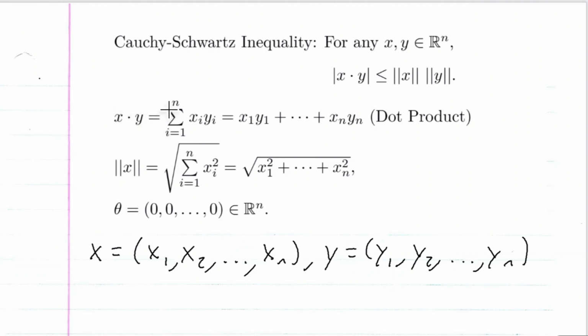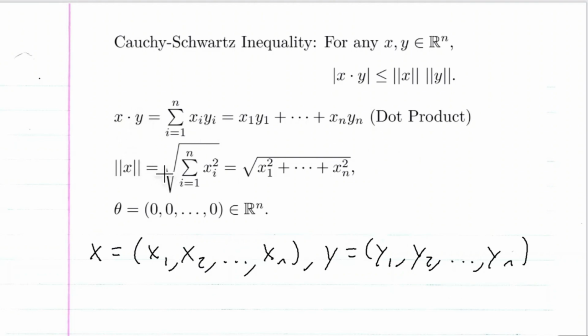We know that's equal to the sum from 1 to n of x sub i times y sub i. And we can also say that this is the same thing as x of 1 times y sub 1, plus x of 2 times y sub 2, plus dot dot dot, plus x of n times y sub n. So notice we multiply each corresponding component and we add those together for the dot product.